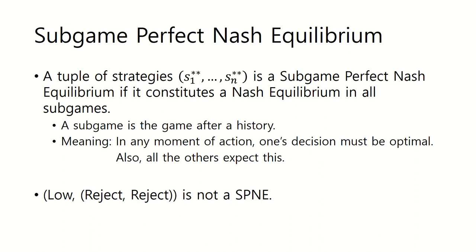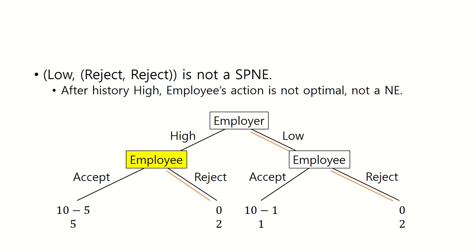And this is the definition of subgame perfect Nash equilibrium, and from this we can see that this low reject is not a subgame perfect Nash equilibrium, right? It is not, because after the history high, so the employer offers a high wage, in the contingency that the employer offers a high wage, the employee's action is not optimal, right?